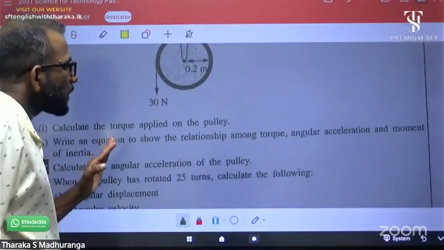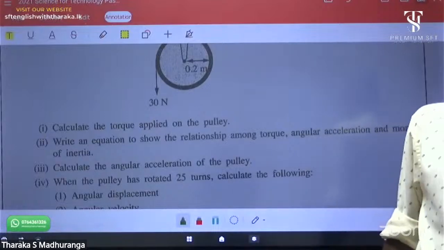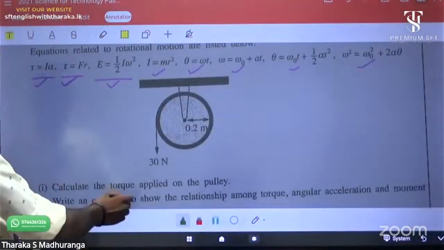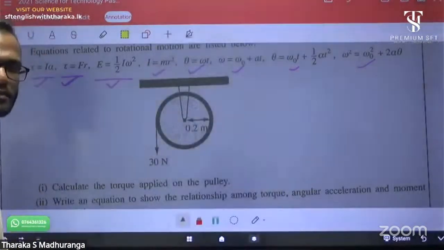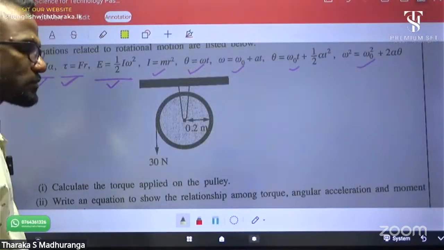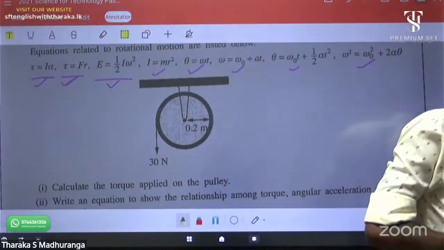Calculate the torque applied on the pulley. How to get the torque?